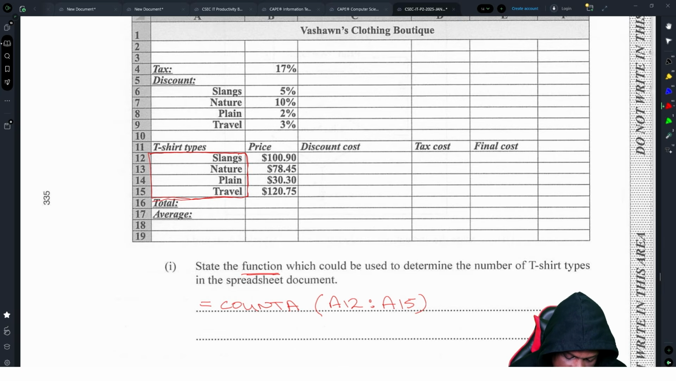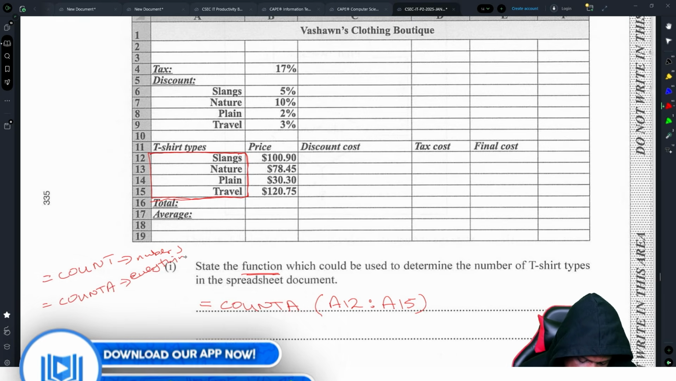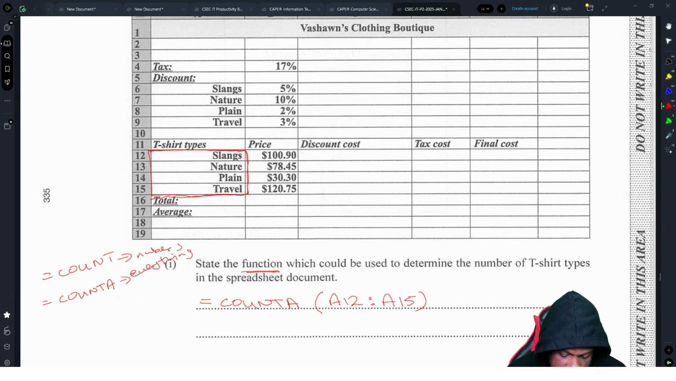So COUNTA. If you put normal COUNT, it wouldn't work, because equal COUNT by itself is only for numbers. And then equal COUNTA is everything. And then there's COUNTIF, but COUNT and COUNTA are the two that we will probably get confused with here. But don't get confused. COUNTA means count all.